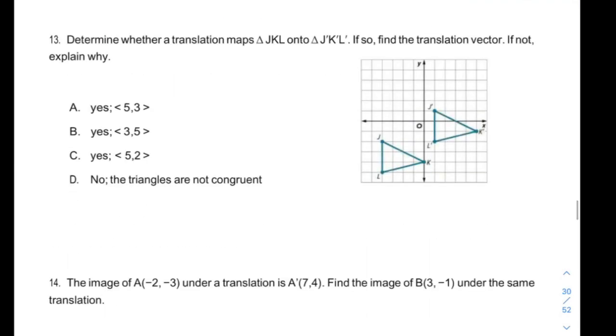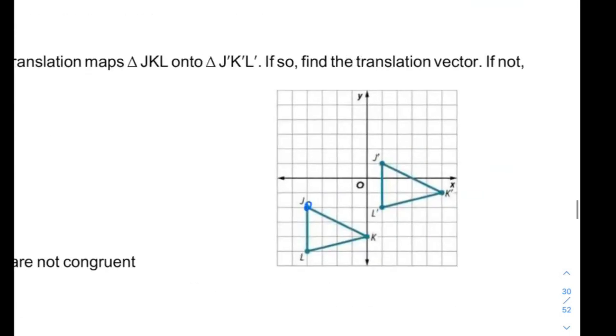Determine whether a translation maps triangle JKL onto J prime K prime L prime. If so, find the translation. If it is a proper translation, then all the points should move the same number of units in the y direction and in the x direction. So we will check one by one. Checking from J to J prime, we will find that it has been moved 3 units up, 5 units to the right. Let's check the other one, K to K prime: 3 units up, 5 units to the right. We start with the horizontal, so 5 units right and 3 units up.